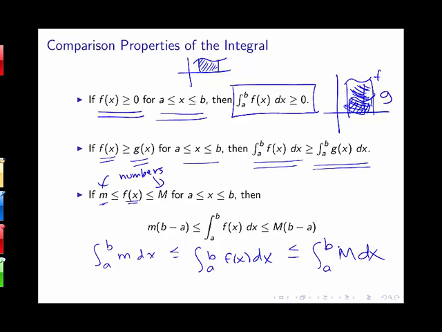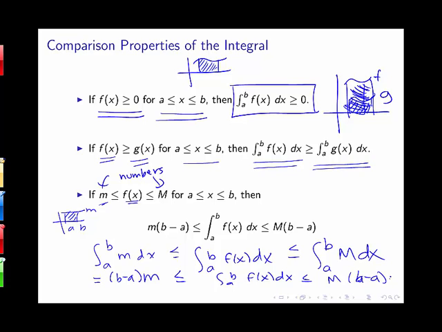And then if I just have a constant function m on an interval from a to b, I know that that's just the area of the rectangle with width b minus a and height m. So this is how I get my result, that the integral from a to b of f of x would have to be between m times b minus a and capital M times b minus a. So these properties are useful in certain situations where we're trying to get a bound on our function.